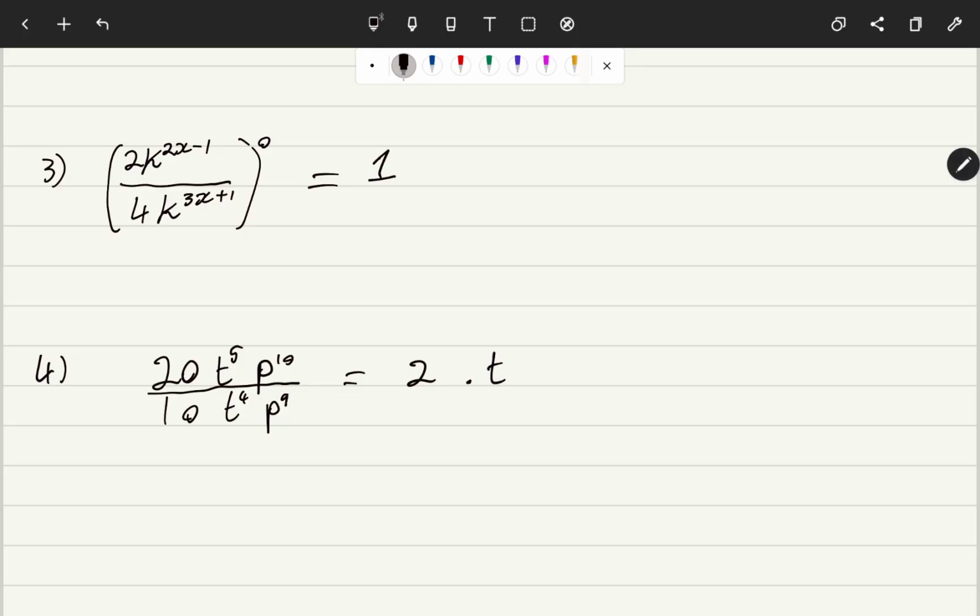The law says same bases, you divide, you subtract the exponents. So we have 2 times t to the power of 5 minus 4 multiplied by p to the power of 10 minus 9, which means the answer is going to be 2 t to the power of 1, or just t, p to the power of 1, or just p. So that's your answer and you're done.